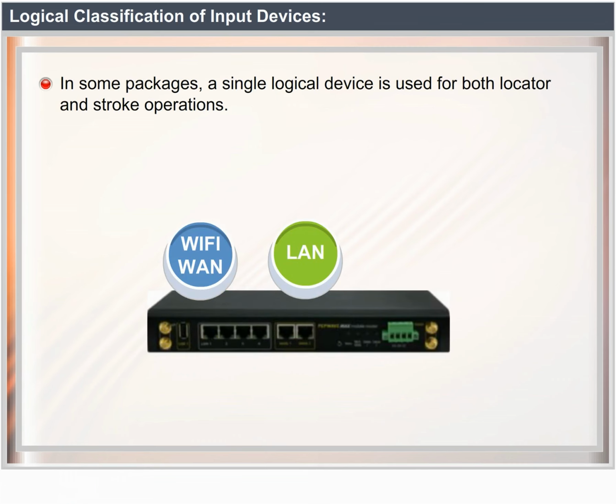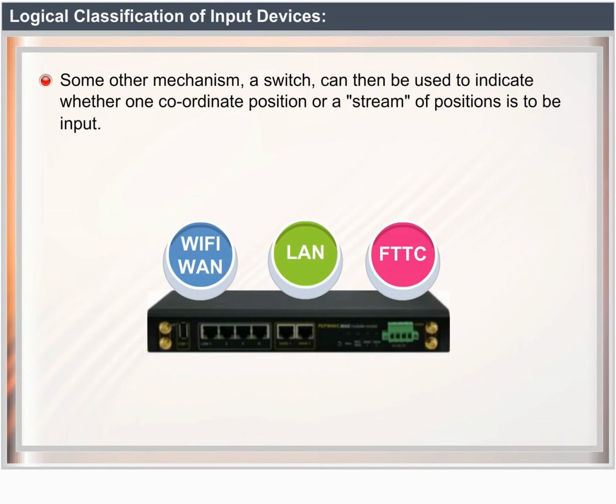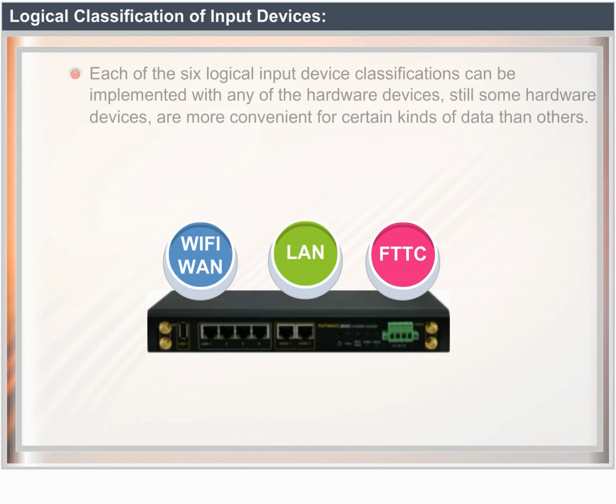In some packages, a single logical device is used for both locator and stroke operations. Some other mechanisms, such as switch, can then be used to indicate whether one coordinate position or a stream of positions is to be input.